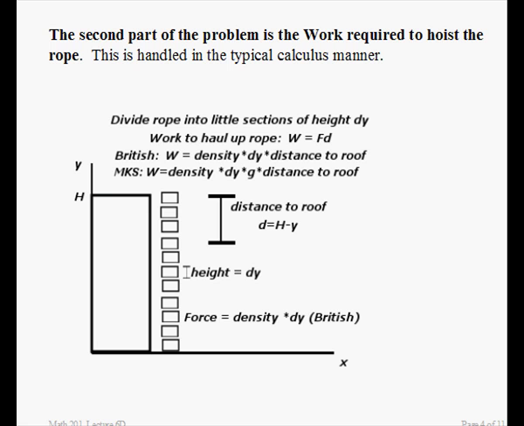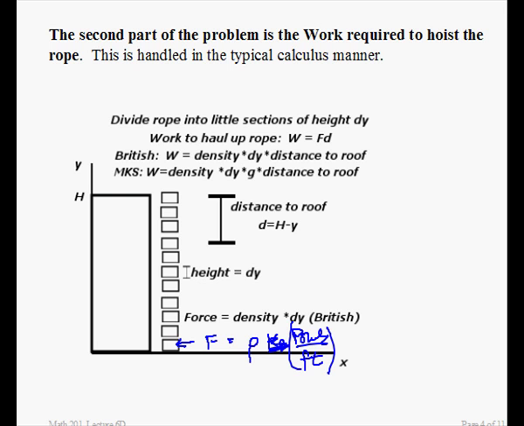Now the second part of the problem is hauling up the rope. And this is done in the typical calculus manner. This is how you work up to this, and later on you'll be able to just write the integral. You take the rope and divide it into these little sections, and you compute the force in each section. The force here is the density of the rope. It's given in pounds per foot.